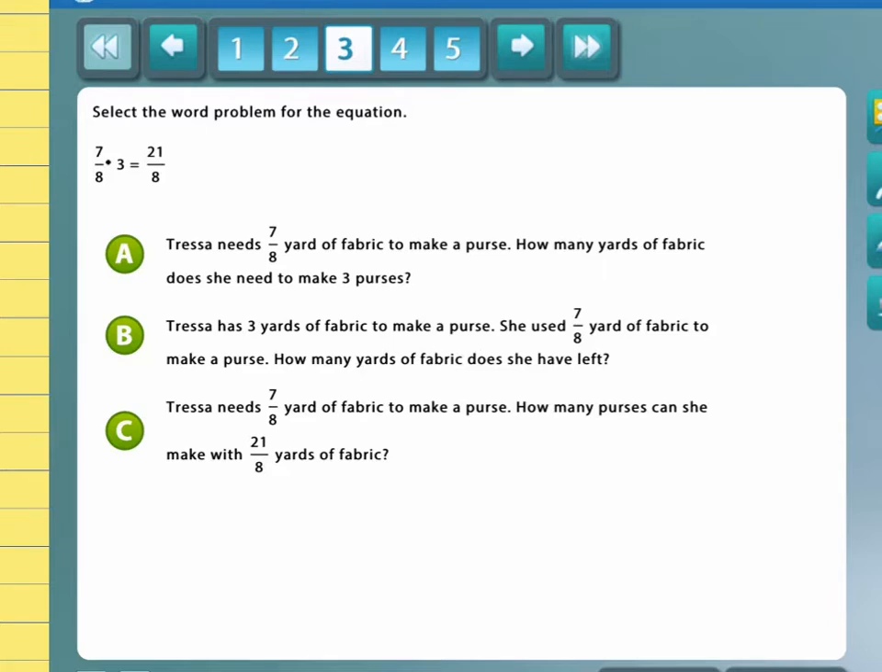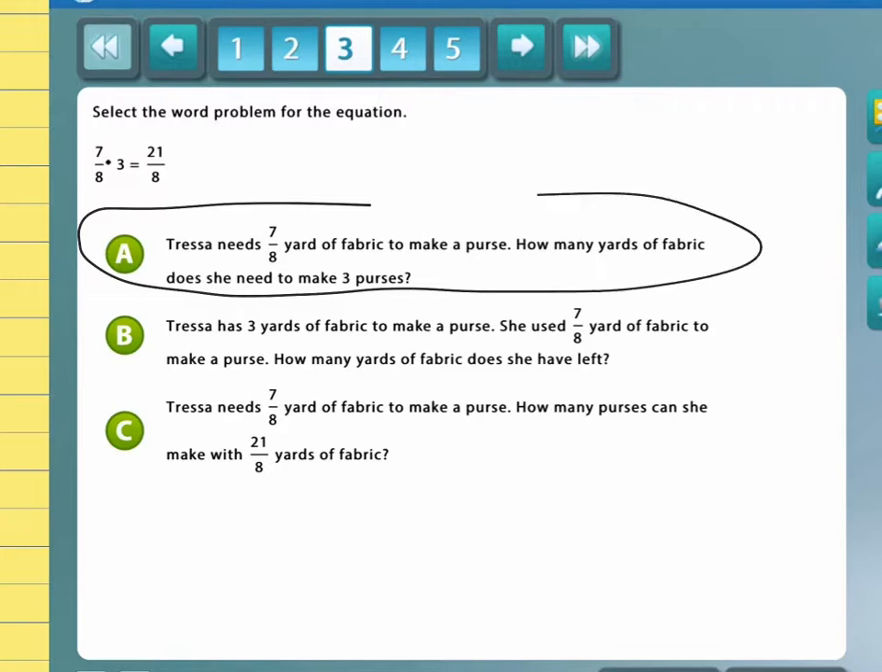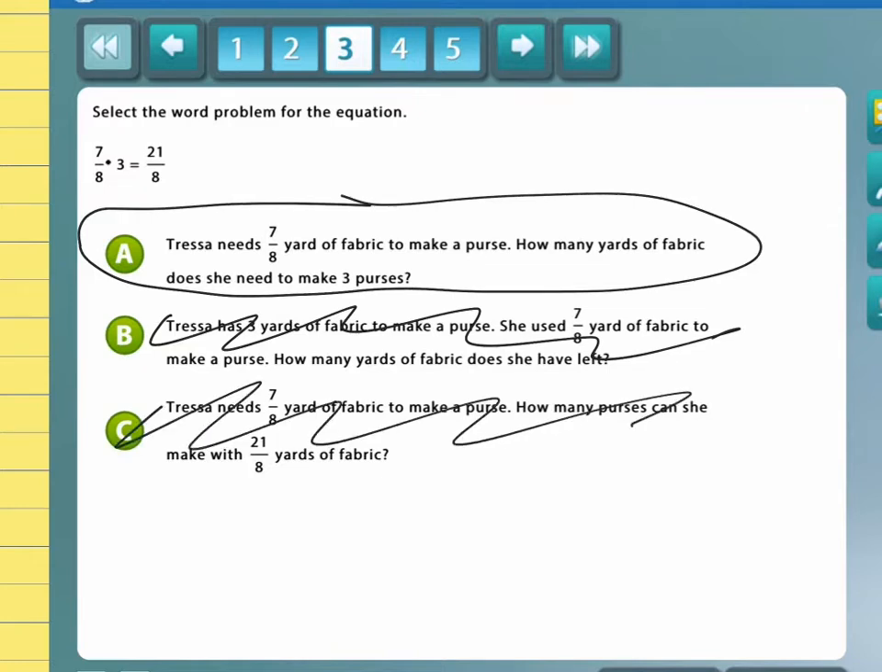This problem: Teresa needs 7/8 yards of fabric to make a purse. How many yards of fabric do you need to make 3 purses? Well, that looks right because you have 7/8 for 1, you're multiplying it by 3. B, Teresa has 3 yards of fabric to make a purse. She used 7/8. No, that's subtraction. That wouldn't work. Teresa needs 7/8 yards to make a purse. How many purses can she make with that? No, that's not true either. So A is the best answer.